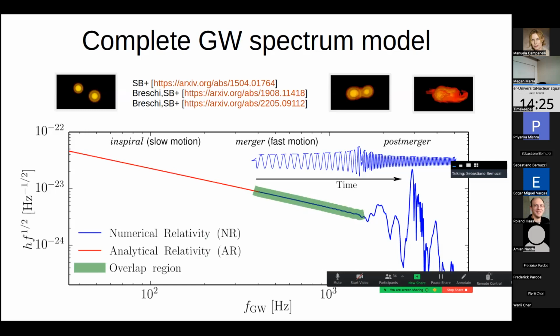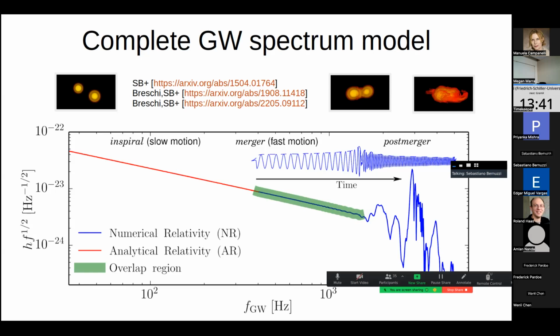We have done a bit more work to model the entire spectrum. The main strategy here, and we have achieved this, is to combine an analytical model, in particular an effective one-body model, which is of course valid up to the merger, with direct numerical relativity data. So we have an EOB model which is valid up to merger and implements particular choices that give the best faithfulness using numerical relativity data, but without using this data directly.